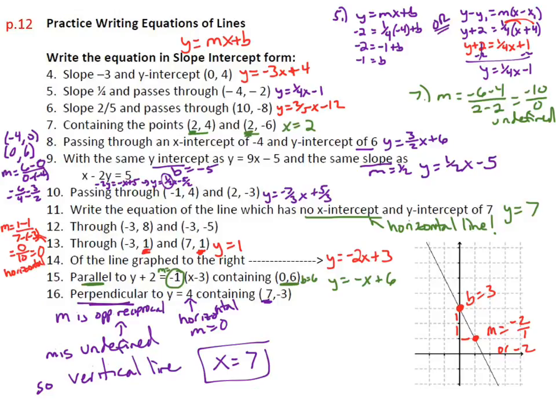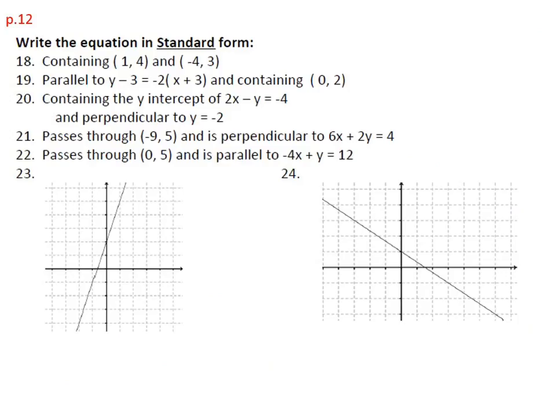Alright, so that's writing all of our equations in slope-intercept form. Let's look at standard form. We can approach these from the same method that we did before. We just want to make sure that our final answer is in the form of ax plus by is equal to c.